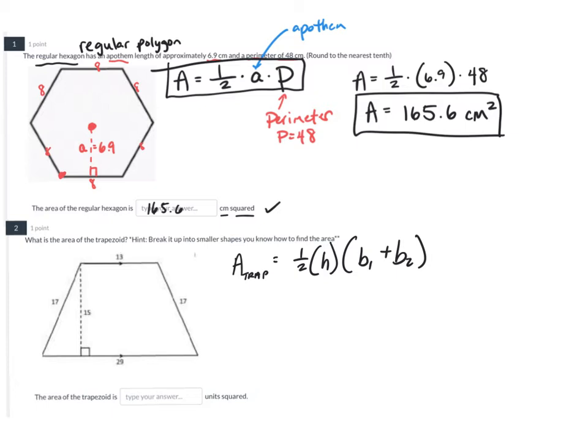Remember that the bases are always parallel to each other. So the bases are those sides. It doesn't matter which one's base 1 or base 2, as long as it's 13 and 29, because those are the ones that go parallel.